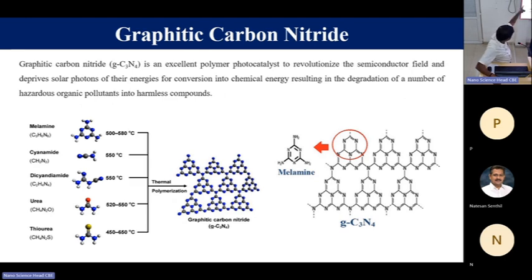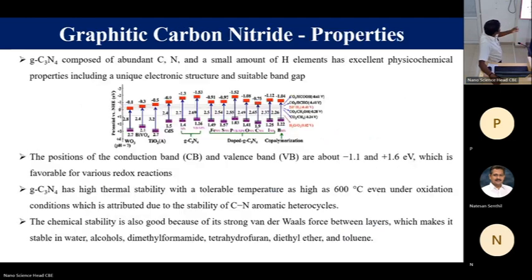This can be prepared by different methods. Only by heating this particular material at different temperatures, you can attain graphitic carbon nitride. Next slide. Here, these are actually the properties of graphitic carbon nitride, almost similar.